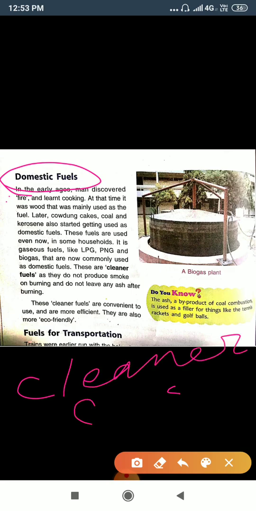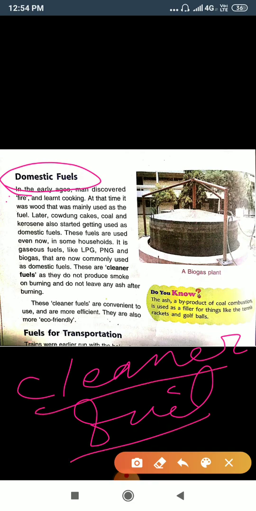Cleaner fuels. As you know that in the ancient time the coal and cow dung cakes were used, but do you know that they create lots of environmental pollution, like air pollution. But nowadays LPG, PNG and biogas are used and they are known as cleaner fuels. You can see here it is written, cleaner fuels. So LPG, PNG and biogas are called cleaner fuels.